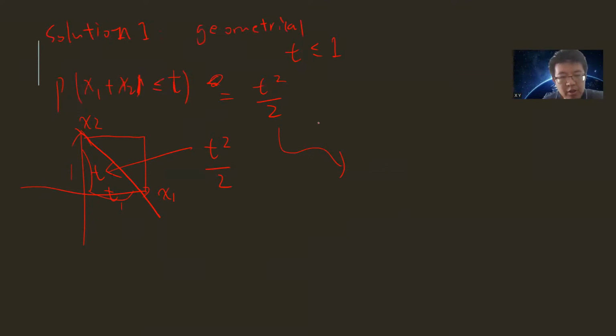And obviously this is the CDF, so you can do the differentiation with respect to t. Let's call s the random variable x1 plus x2. Then the derivative of F_s with respect to t will be just 2t. So this is the PDF, the probability density function, and this is the CDF.